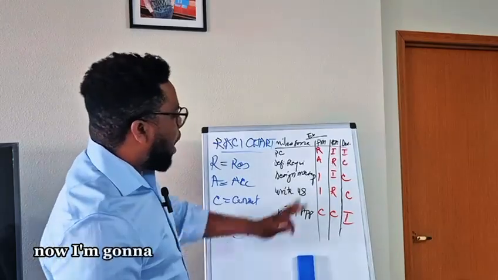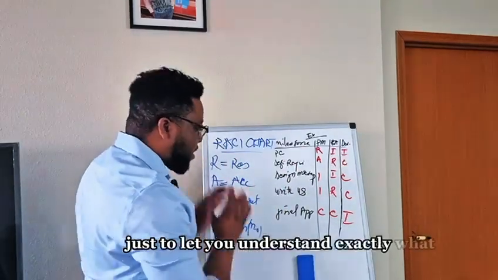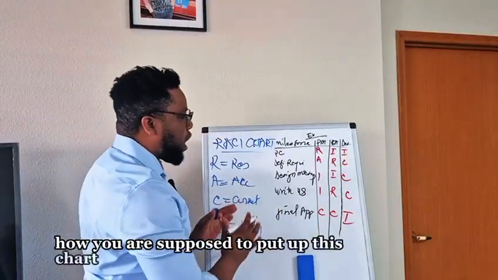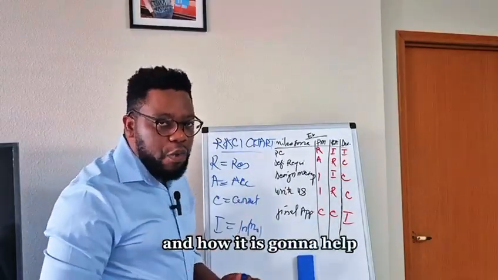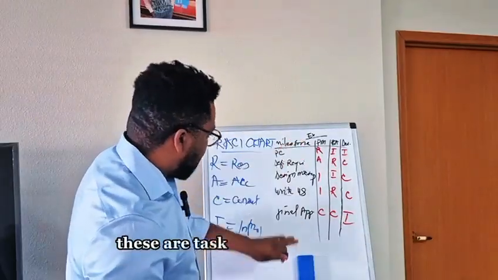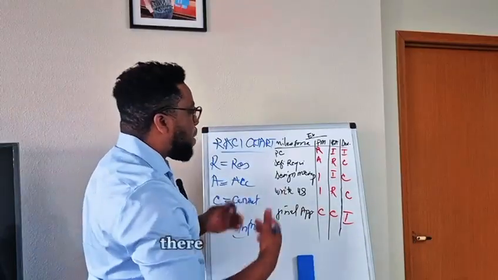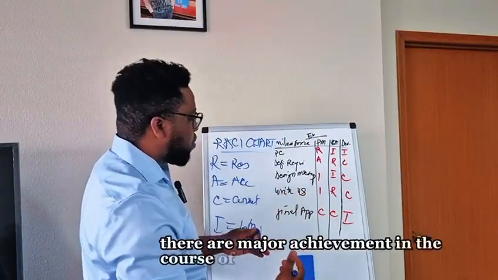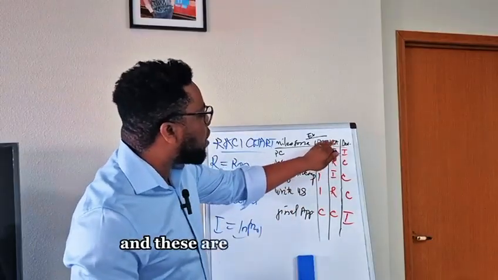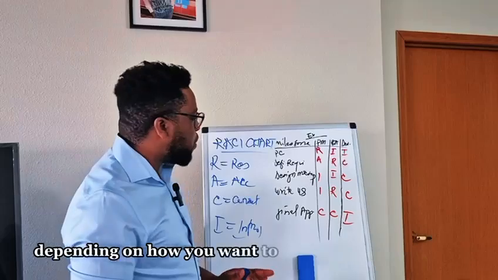Now, I'm going to take an example just to help you understand exactly what you are supposed to do, how you are supposed to put up this chart, and how it is going to help you in the course of executing your project. These are tasks, milestones. Milestones in project management are major achievements in the course of executing a project. So these are milestones, and these are team members or internal stakeholders, depending on how you want to put it.